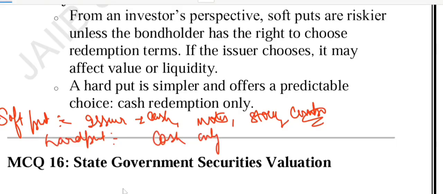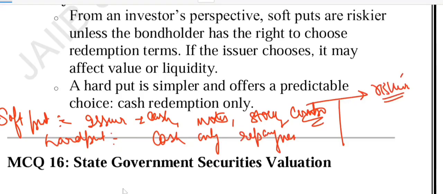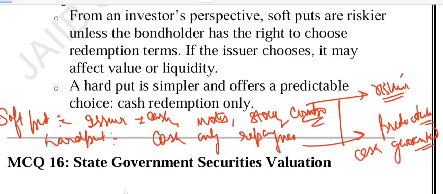One more thing I told you, the soft puts are riskier. Why are soft puts riskier? Because you might not get cash. And hard puts are quite predictable. Why are they predictable? Because cash is guaranteed. Since cash is guaranteed, this hard put is predictable. So now you will never mix up soft and hard put. I hope this is clear now.